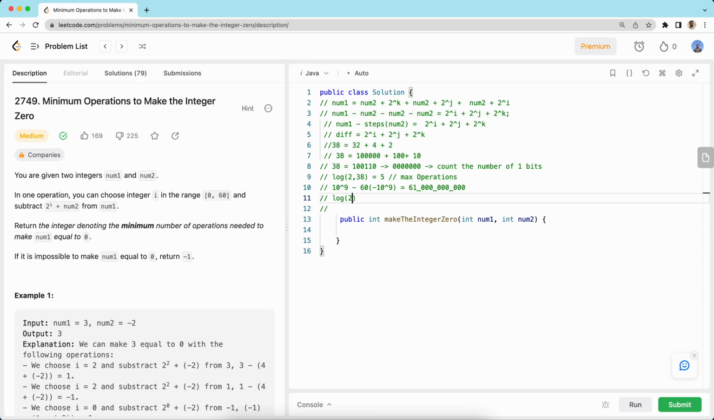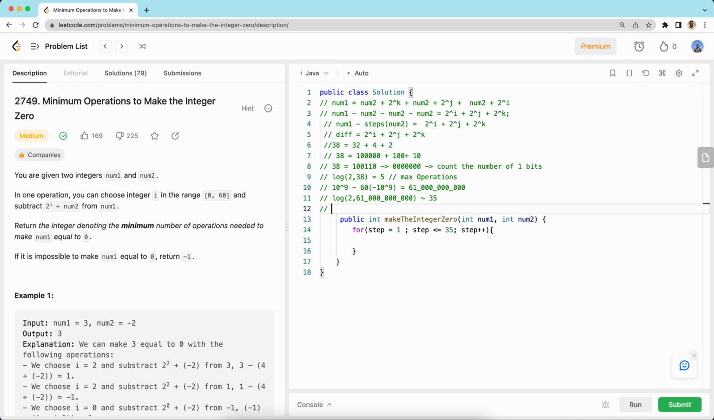So the number of max operations that this digit will require, if you do the math, will come around I think 35 or 36. So let's start with that. So we have to start with step 1, and we'll say step less than or equal to 35, and then step plus plus. Now one thing to notice is that we are doing the difference, right?